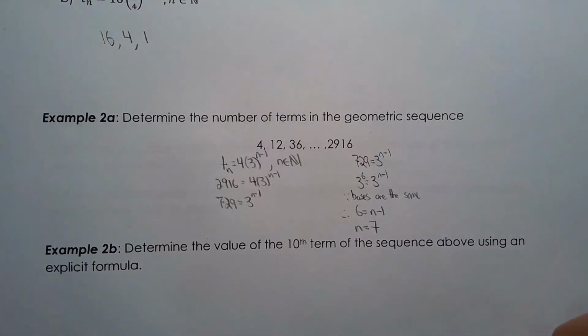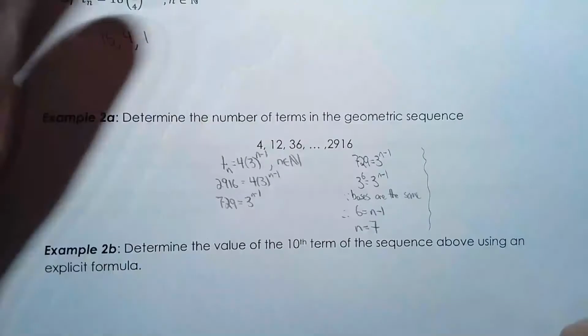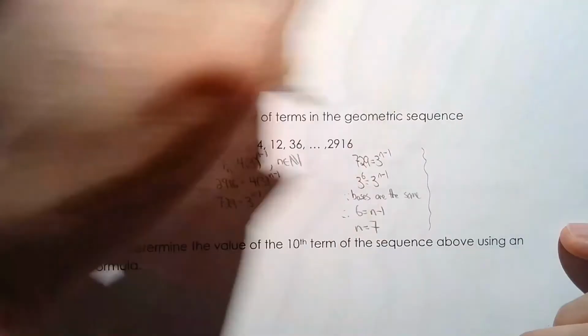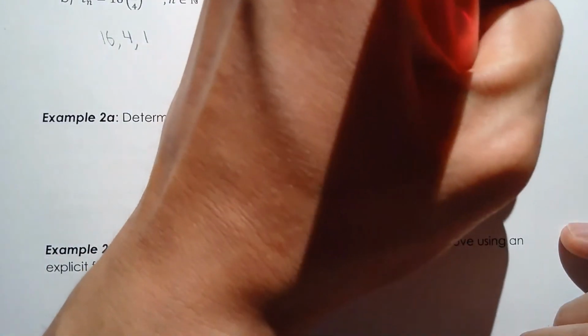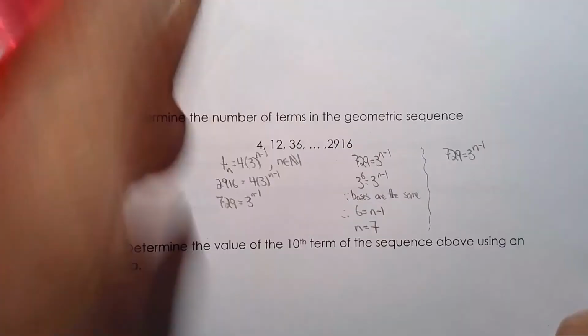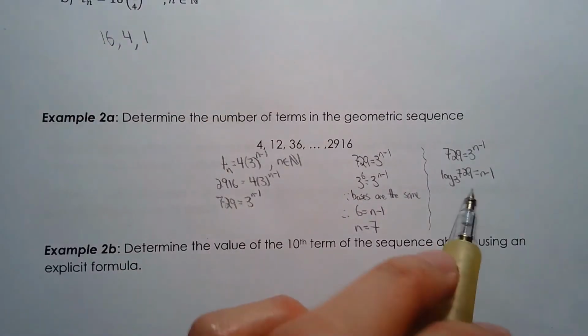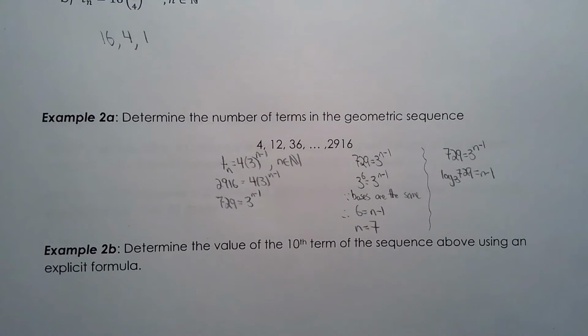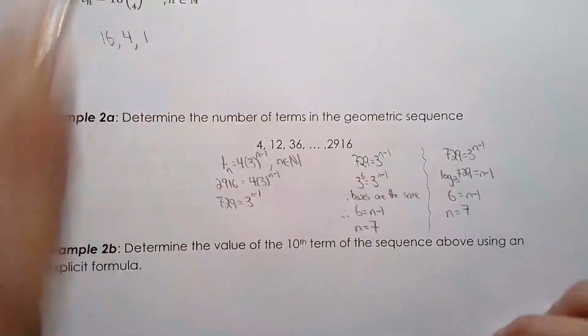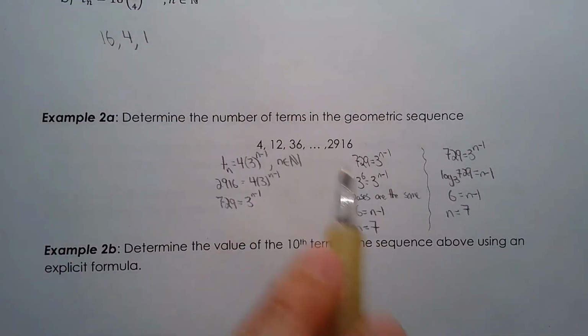That's one way, or I'm going to show you another way. From 729 equals 3 to the power of n minus 1, you could use what we did with logarithms. Log base 3 of 729 equals n minus 1. You can use your calculator, or just use your knowledge of powers and know that this is 6. Either way, you'll get the same thing. You'll know that there are 7 terms in this sequence.